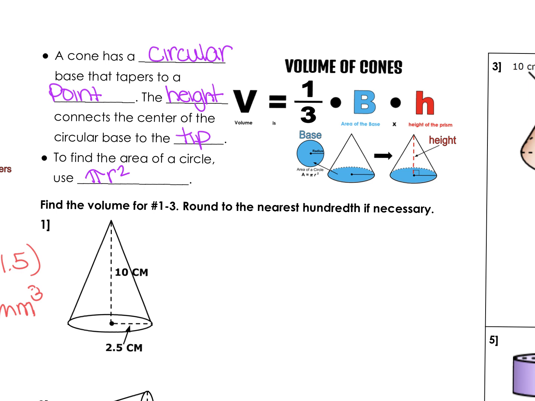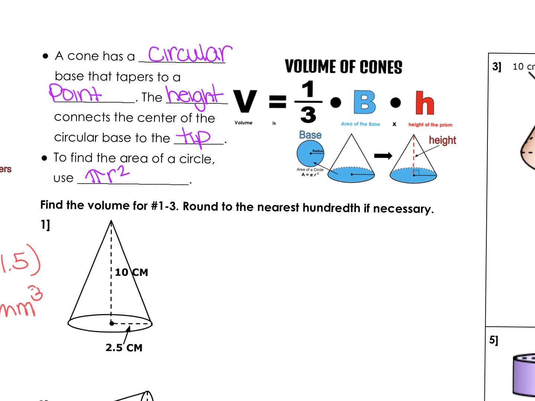Now let's go ahead and talk about volume of our cones. As you recall, a cone has a circular base that tapers to a point. And just like the cylinders, the height is going to connect the base to the tip. The height does all the connecting. And since the base is circular, to find the area, we're just going to use the area of a circle, which is pi r squared.